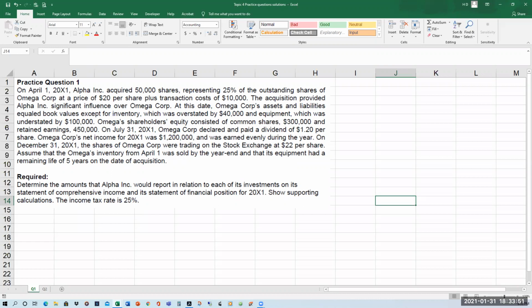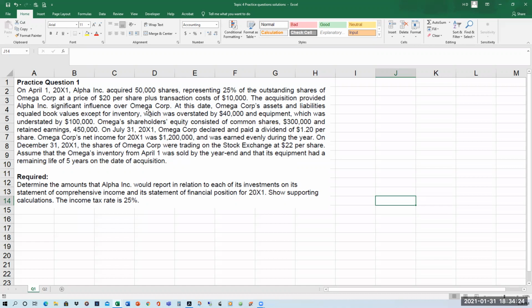Topic 4, investment in associates. There are two practice questions that we'll be looking at. The first one is regarding Alpha Inc. On April 1st, 2001, Alpha Inc. acquired 50,000 shares representing 25% of the outstanding shares of Omega Corp at a price of $20 a share plus transaction costs of $10,000. The acquisition provided Alpha significant influence over Omega Corp.